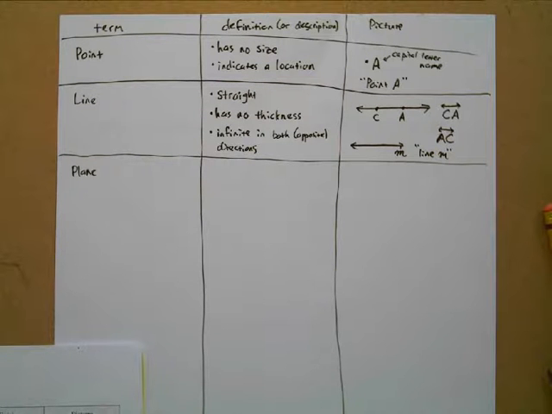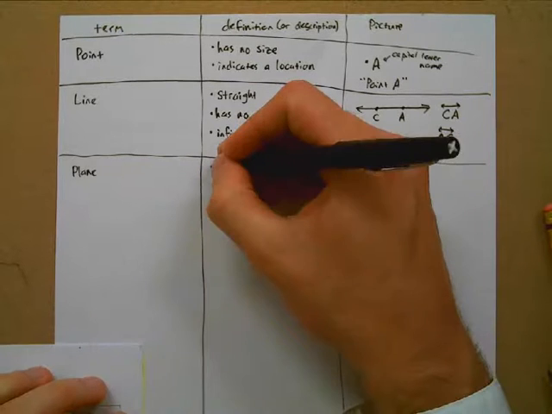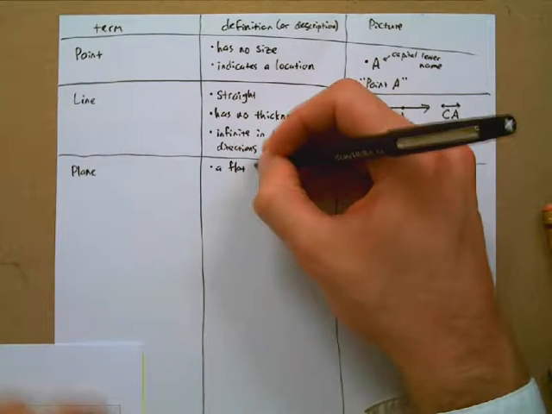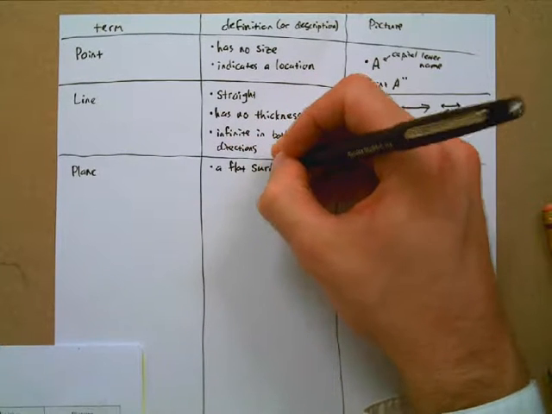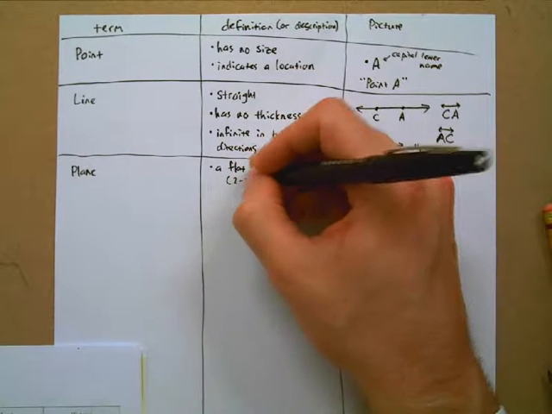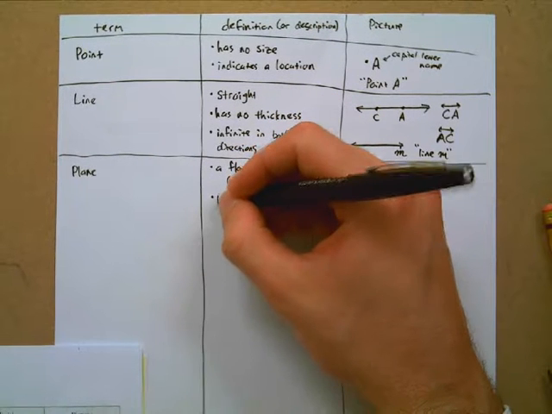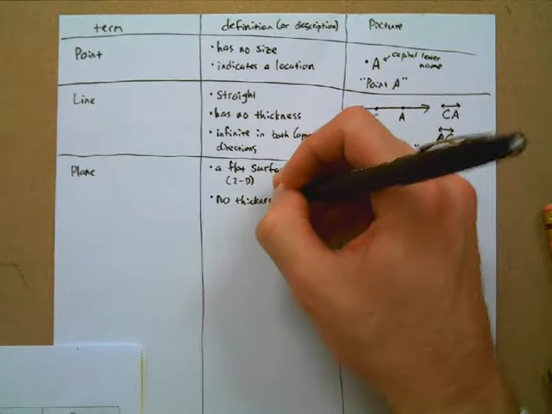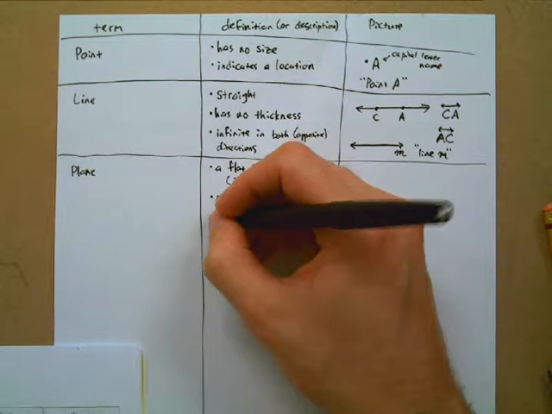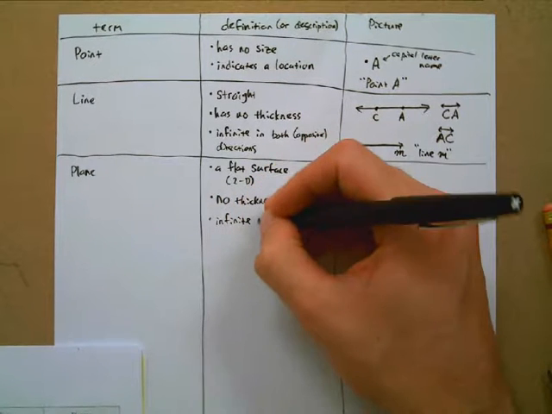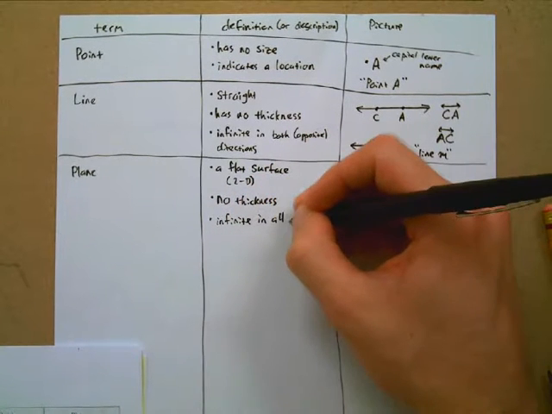3 points to name a plane. 2 letters for a line, 1 letter for a point, 3 letters for a plane. 2 points don't define a plane, right? 2 points can only define a line. You have to have 3 points to define a plane. 3 non-collinear points, I guess, to define a plane.